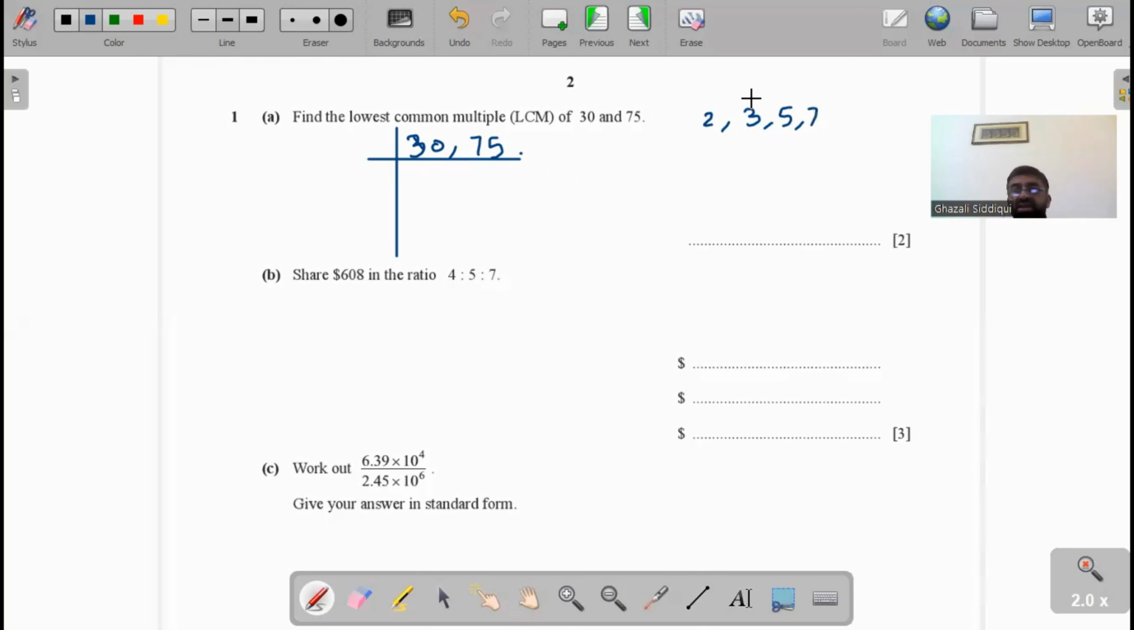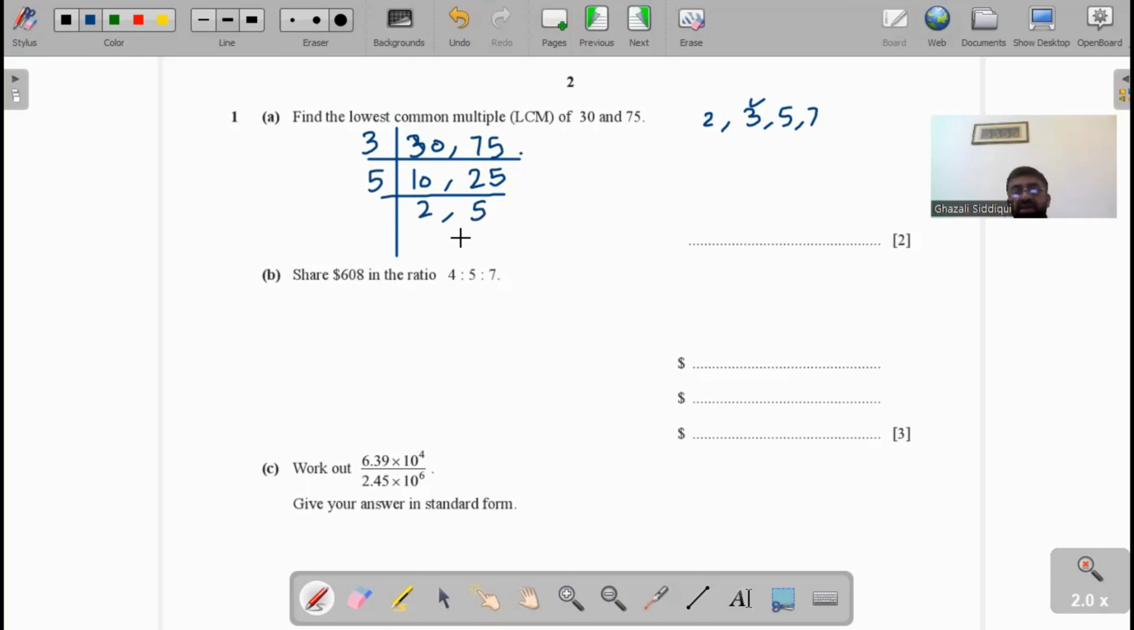Here we see that 30 and 75 are both divisible by 3, so we write 3. Now 3 times 10, 3 twos are 6, 3 fives are 15. The next prime number we check is 5. Now 5 times 2 is 10, 5 fives are 25.